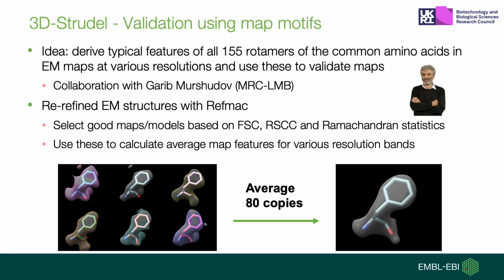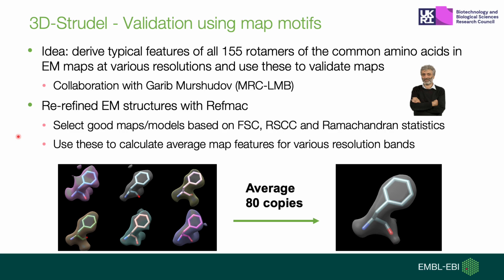I mentioned 3D Strudel, so I'll briefly explain what this method does and give some examples of its application. So the idea behind this is to derive typical map features of all the 155 rotamers of the 20 common amino acids in EM maps in various resolution bands, and then to use these little maps, we call them motifs, to validate maps that people are working on.